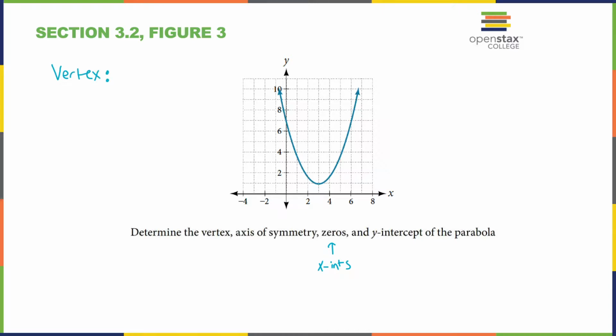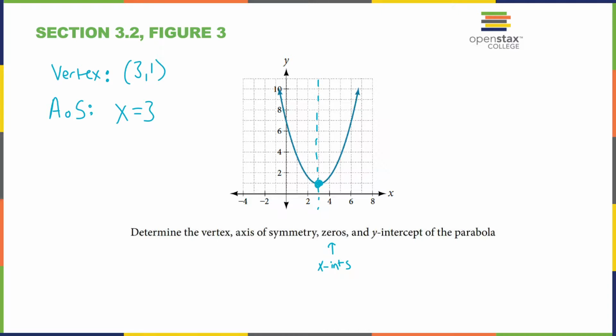So here, our vertex is our lowest point, and it's going to happen at 3, 1. Our axis of symmetry is the vertical line that goes through the vertex that cuts our parabola in half, and it's written as x equals 3. If you just wrote 3, you are unfortunately incorrect, because you have to have x equals in order for it to be the equation of a line. 3 by itself means nothing.